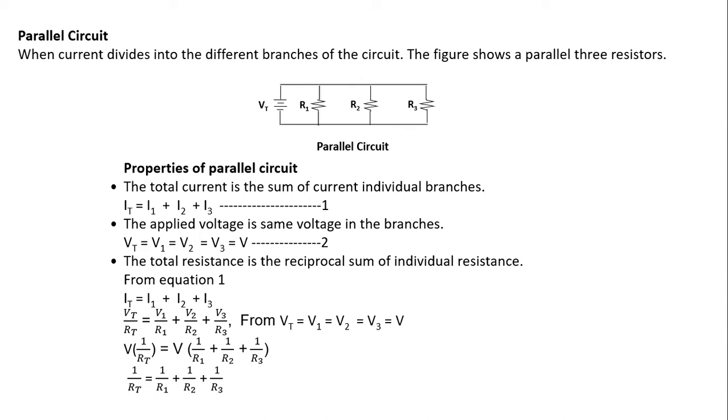To solve for the total resistance, get equation number 1 again. Then you substitute the value of current I as voltage total over R total. For I1 is V sub 1 over R1. For I2 is V sub 2 over R2. And for I3 is V sub 3 over R3. But of course, we know that the supply voltages are equal to voltage V. Then by simplifying this equation, that will give us 1 over R total is equal to 1 over R1 plus 1 over R2 plus 1 over R3. Now, this equation is simply the reciprocal sum of the individual resistances connected in parallel.